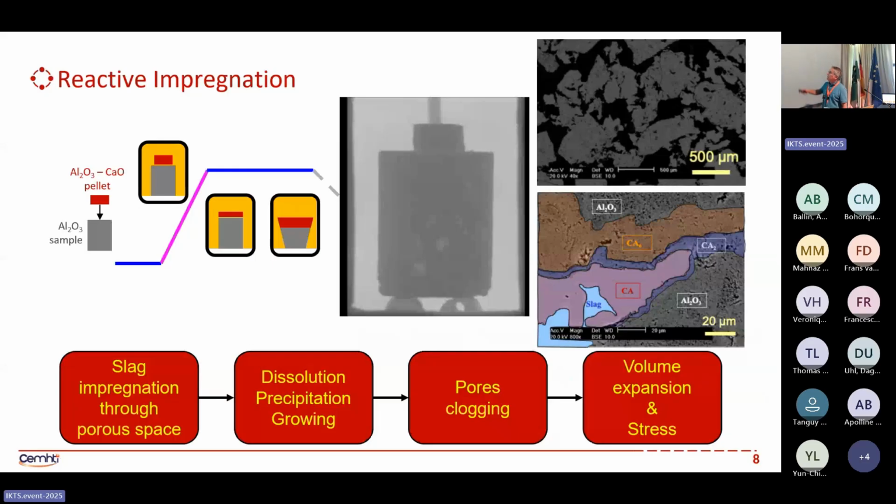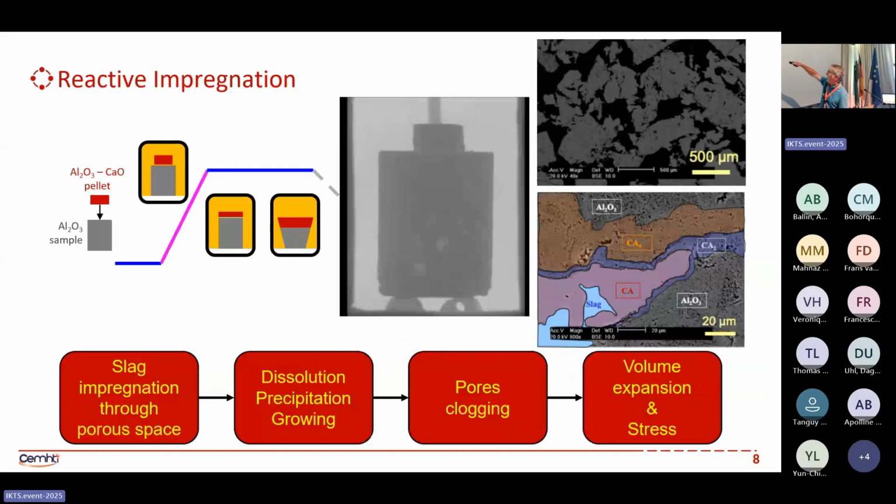Okay, if we do that on a simple sample made of alumina with big porosity to emphasize the process, we cut the sample after the test, and we look at it with SEM, and this is what we can observe.